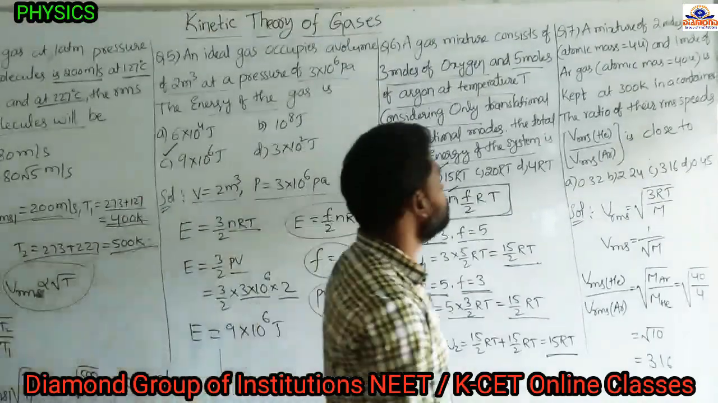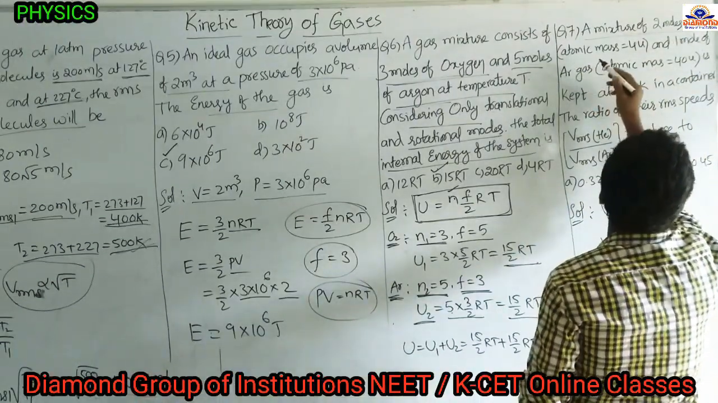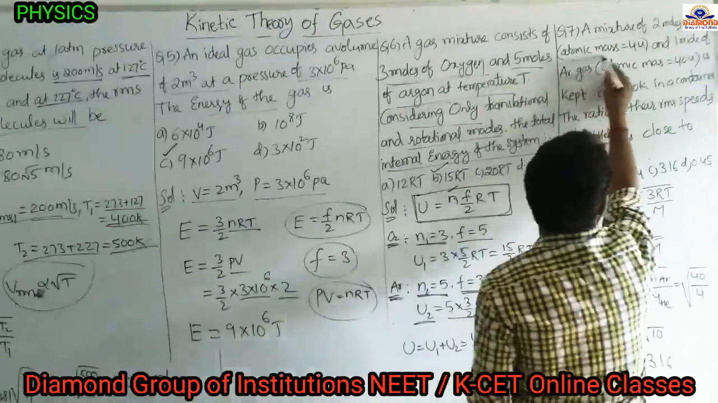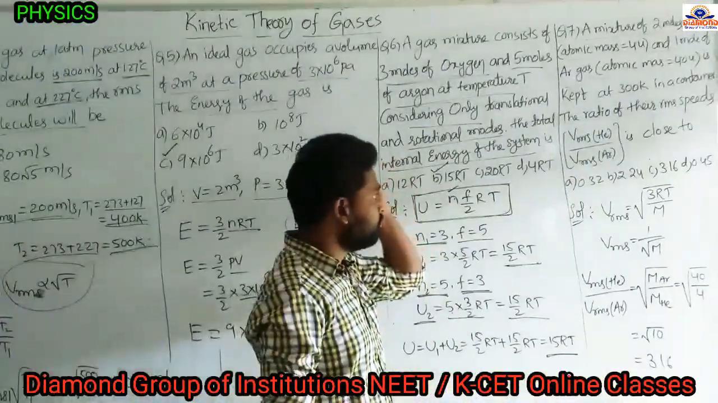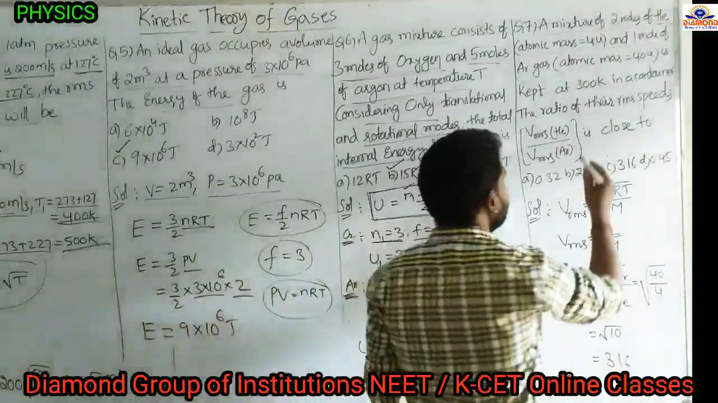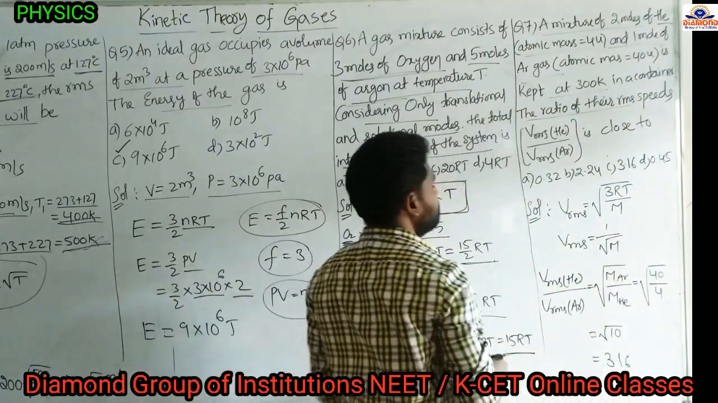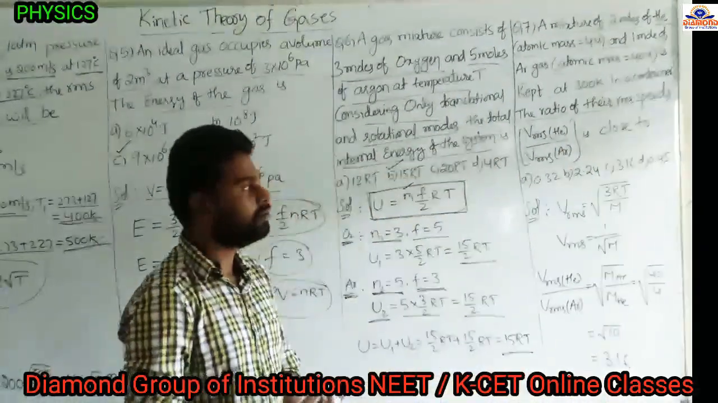Okay. And the next question is a mixture of 2 moles of helium, atomic mass given as 4 units, and 1 mole of argon gas, atomic mass also given as 40 units, kept at 300 Kelvin in a container. The ratio of their RMS speeds, V_rms helium to V_rms argon, is close to the nearest value we have to find.